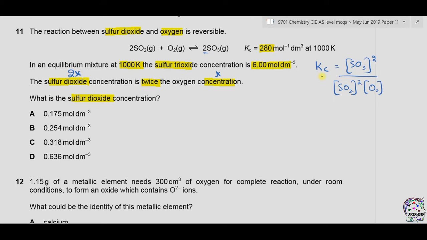Let's put in the values. Kc is 280. SO3 is 6 mole per decimeter cube. SO2 is 2X. And oxygen is X. So it will become 280 is equal to 36 divided by 4x square, which then multiplied with x becomes 4x cube. Now rearranging, x cubed is equal to 36 divided by 4 into 280.